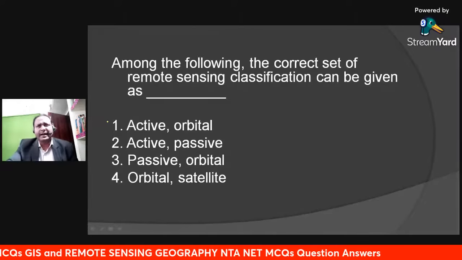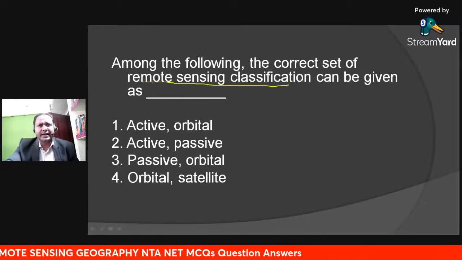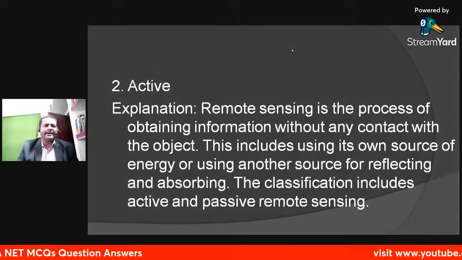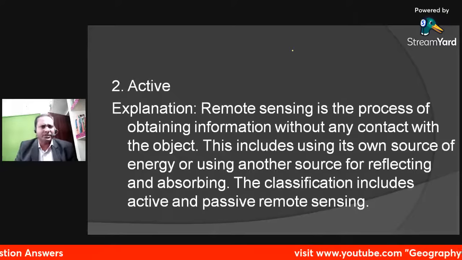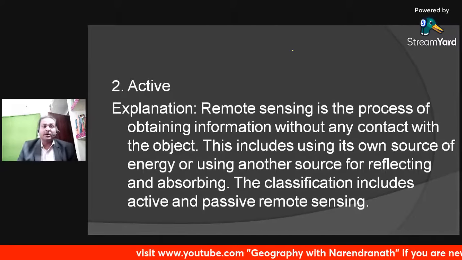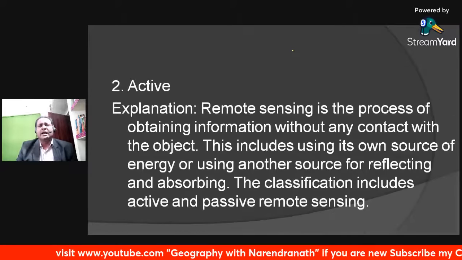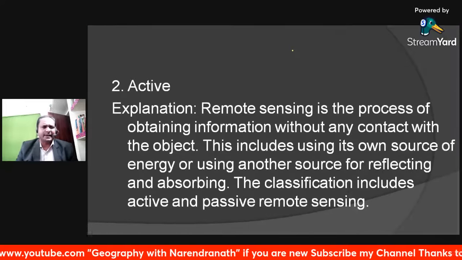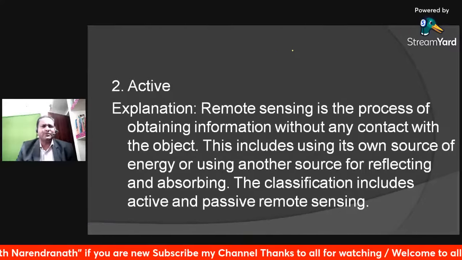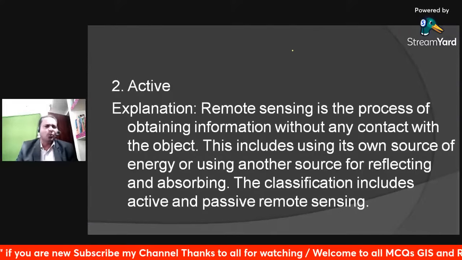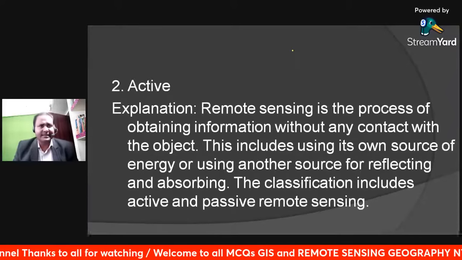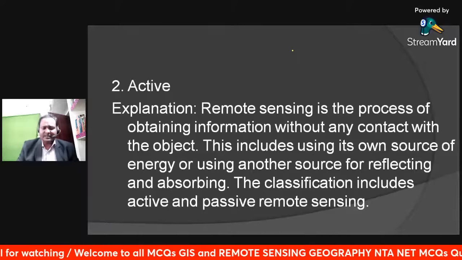Among the following, the correct set of remote sensing classification is active and passive. Basically, remote sensing is the process of obtaining information without any contact with the object, using its own source of energy or using another source for reflecting and absorbing. The classification includes active and passive remote sensing. So definitely the answer is active and passive, option 2.